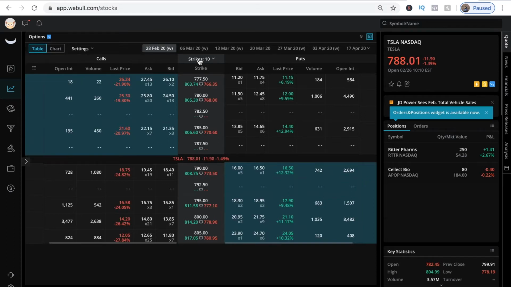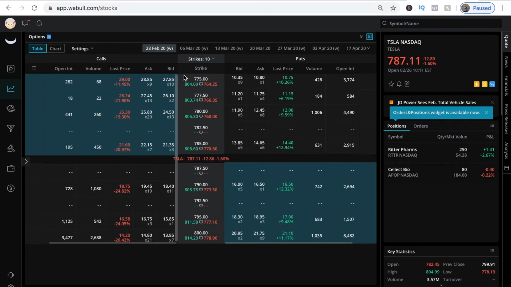Like I was mentioning before, we have a strike price, and if we're looking at the call side, which is on the left, puts are on the right. It's somewhat complicated, but I want to make sure that this is easy to understand and see. So we have the calls on the left, puts on the right, strike price down the middle.